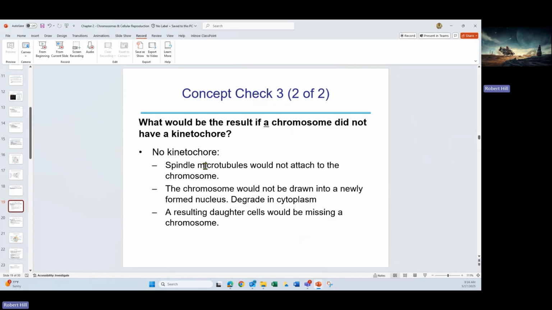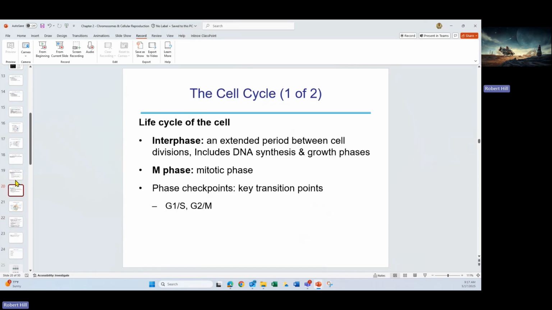This does happen. It forms some relatively common chromosomal mutations where one cell will maybe get an extra chromosome and one cell will lack a chromosome, things like that. We'll talk about those mutations.